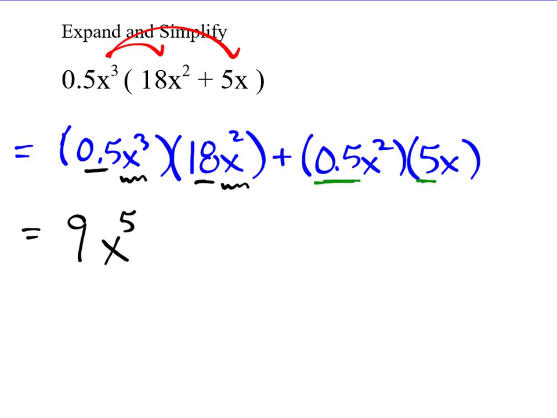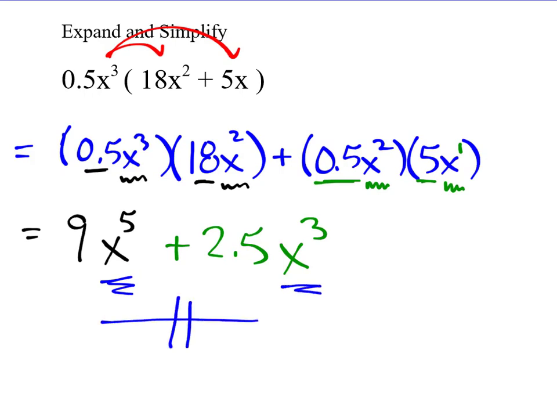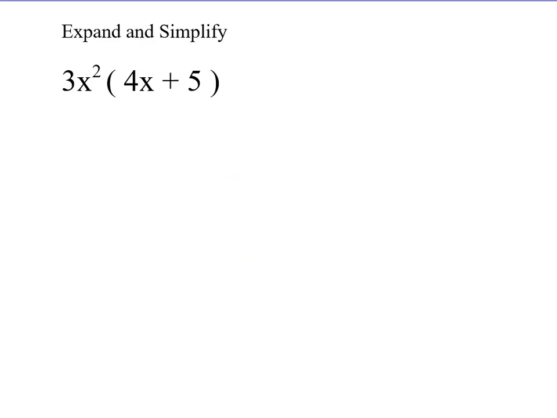0.5 times 5, so what's half of 5? Well, that's 2.5. And then x squared, now remember there's a placeholder of a 1 there, times x is x cubed. And if we take a quick look, everything after the coefficient needs to be the same to combine. So an x fifth and an x cubed are not the same. So this problem stops right there. Okay, so let's be careful with this one.